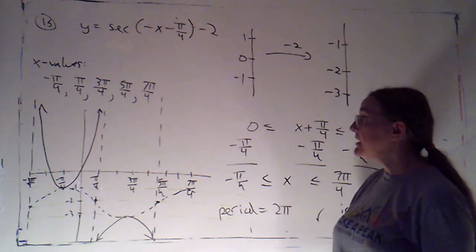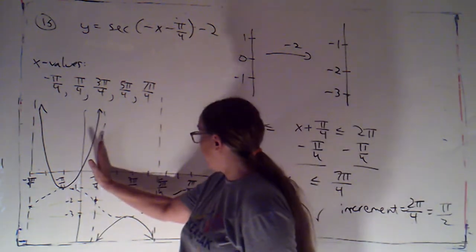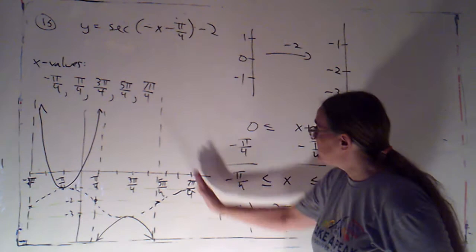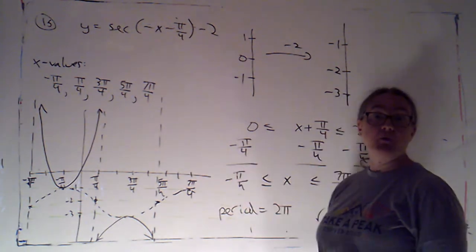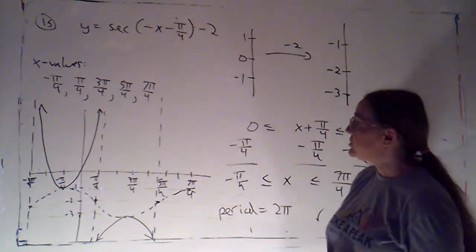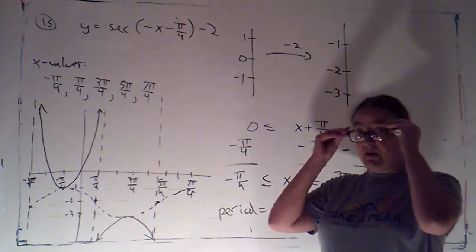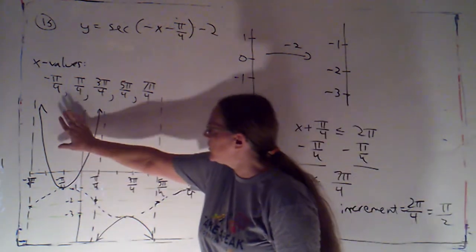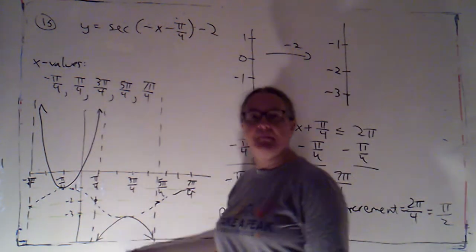And totally fine if your version started at pi over 4 and went to 9 pi over 4, which would be the next asymptote. But do make sure, I asked for just exactly one period, so do make sure that you've got just one that opens up and one that opens down.